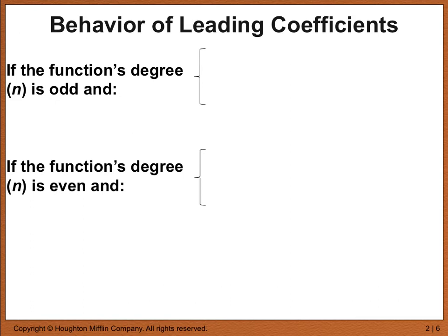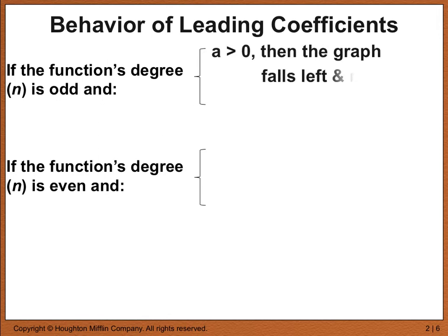Behavior of leading coefficients. This will indicate the way that leading coefficients affect the behavior of graphs for polynomials. So if the function's degree n is odd and a is greater than 0, then the graph falls left and rises right. Recall that a is simply the leading coefficient, the coefficient in front of the variable that's raised to your highest power. So in the function 5x to the fourth minus x cubed, degree is 4, leading coefficient is 5. That's all a is. And all this says is that if a is positive, that is, if a is greater than 0, then the graph falls left and rises right.